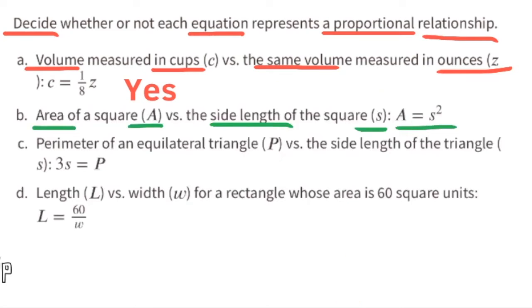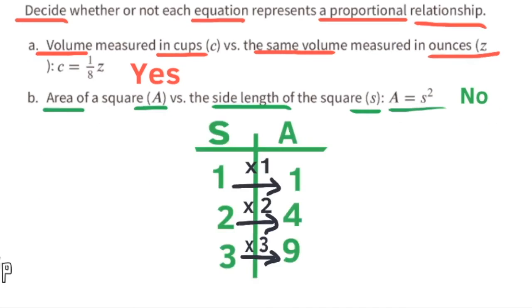B. Area of a square, A, versus the side length of the square, S. This equation can be written as A equals S squared. No, this equation does not represent a proportional relationship because you're not constantly multiplying the side length times the same number to get the area. You're multiplying the side length times a different number to get the area.